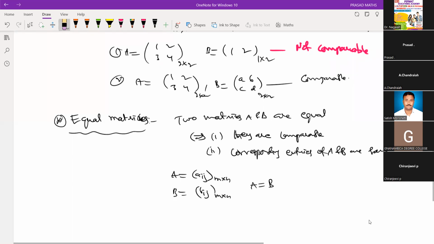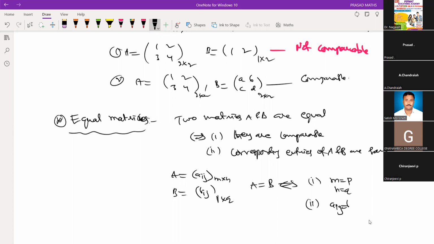Of course, you can take different matrices also. Suppose you take p cross q. A and B are equal matrices if and only if, what is my first property? The order must be the same. That means m equals p and n equals q. Second property, a_ij equals b_ij for all i, j.